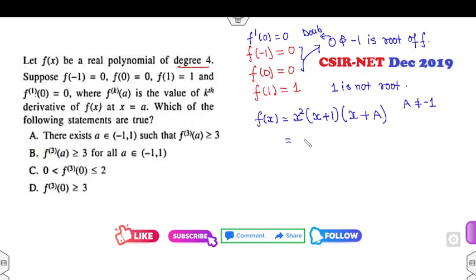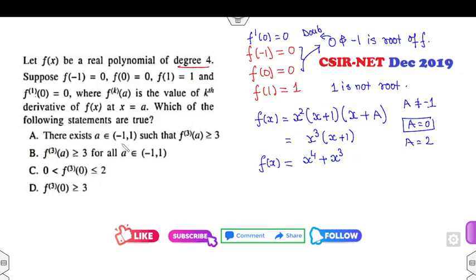Now if you open this bracket, it is x to the power 4. I can simply choose a as 0, because it has a double root. Because it satisfies this polynomial, I can choose x cube times x plus 1. And we will see which options are discarded. So it will be x raised to power 4 plus x cube. You may choose any number apart from minus 1. You can choose a as 2.